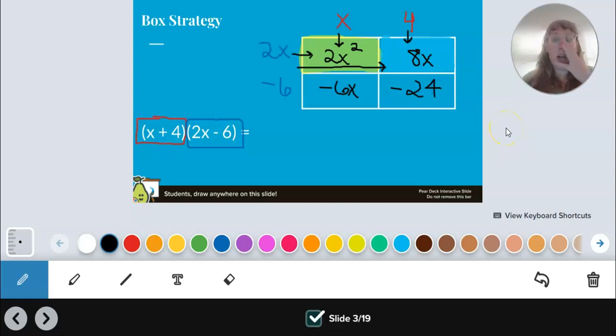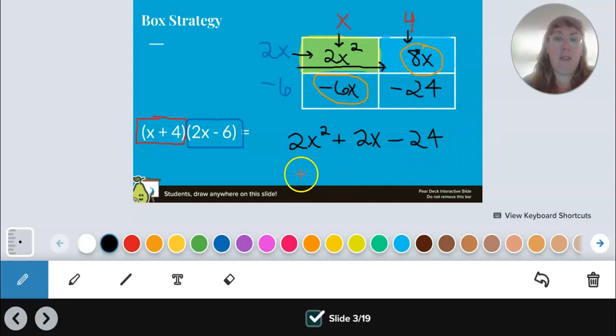So we have all 4 of our boxes filled, and now we can combine like terms, which is going to be this negative 6x and 8x can be combined. So we have our 2x squared. 8x minus 6x is 2x. And then we have this minus 24. Beautiful. And so that is our solution for multiplying these two binomials. So you can always use the box method if it's helpful for your brain to see it visually. This is a great skill for working through these problems.